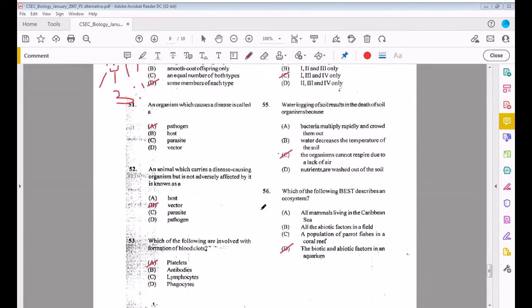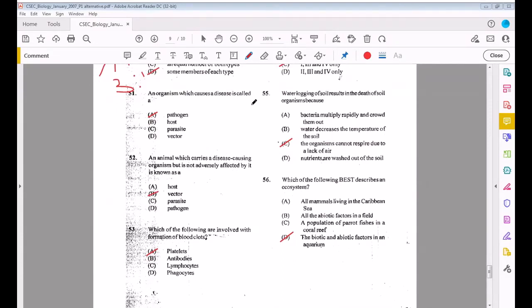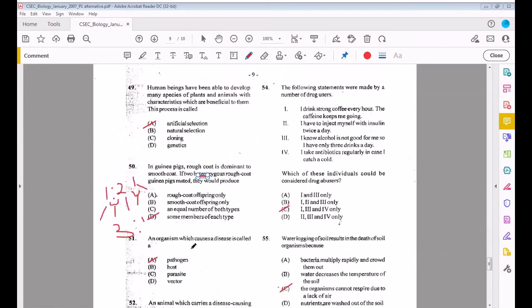51. An organism which causes a disease is called a pathogen. 52. An animal which carries a disease causing organism but is not adversely affected by it is known as the B, vector. 53. Which of the following are involved with the formation of blood clots? We have A, which is platelets.